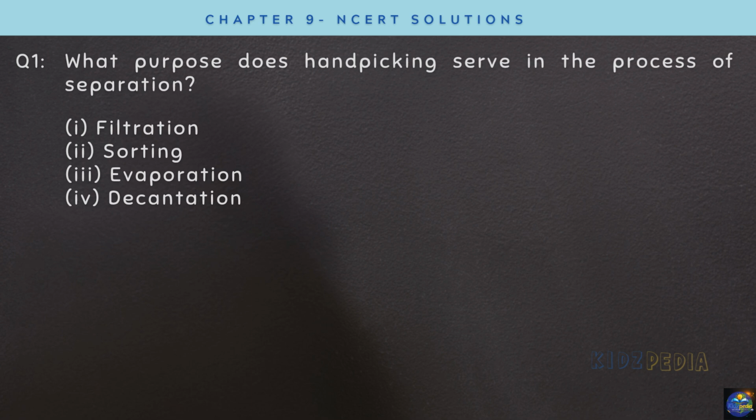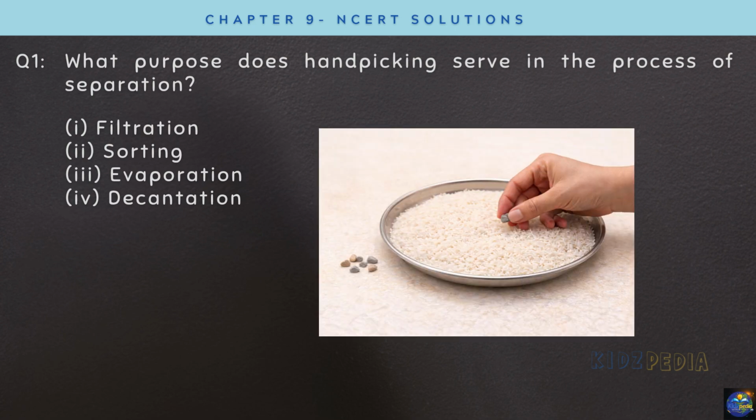Option 1. Filtration. Filtration is a method used to separate insoluble solids from liquids. So, it is incorrect. Option 2. Sorting. Hand picking is a method of sorting. In this method, unwanted materials are removed from useful materials by picking them out with the hand. Example like removing small stones from rice or pulses.